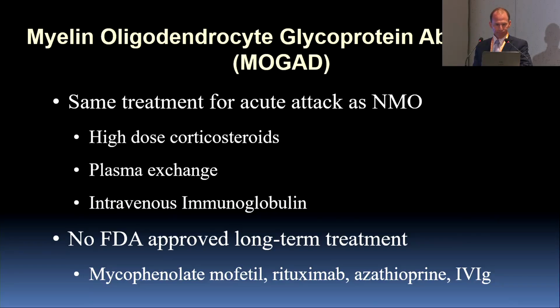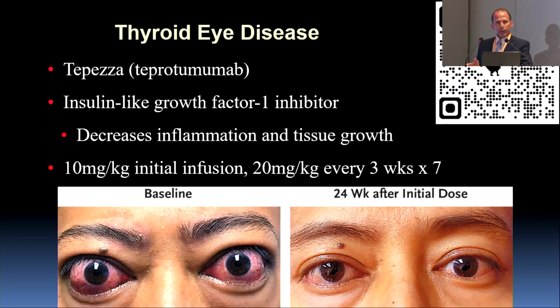And then the final disease, thyroid eye disease, teprotumumab or Tepezza is approved by the FDA. I was just at the Emirates Society of Ophthalmology meeting last month, or the month before, and they're now marketing it in the Middle East. I don't think they're marketing elsewhere quite yet, but it's an insulin-like growth factor 1 inhibitor, which decreases inflammation and tissue growth. It's an intravenous infusion, 10 milligrams per kilogram the first dose, and then 20 milligrams per kilogram every 3 weeks for a total of 8 injections.